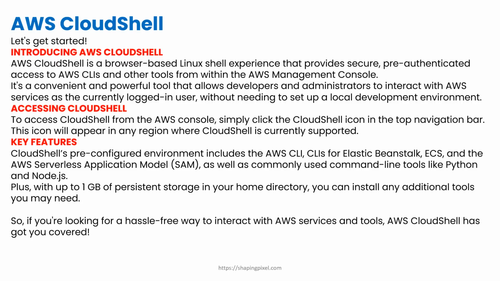To access CloudShell from the AWS console, simply click the CloudShell icon in the top navigation bar. This icon will appear in any region where CloudShell is currently supported. CloudShell's pre-configured environment includes the AWS CLI, CLIs for Elastic Beanstalk, ECS, and the AWS Serverless Application Model, SAM, as well as commonly used command line tools like Python and Node.js.